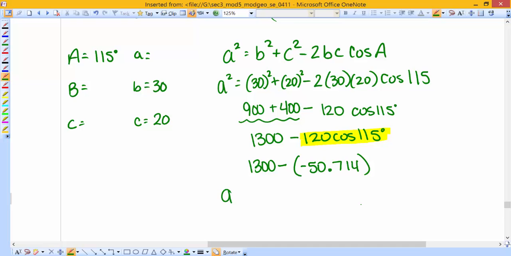So now I have A squared equals, it ends up being 1350.714 and then some, but I'm not using that decimal in my calculator. I'm using the one that's actually in my calculator like we practiced in class. Now my next step is to square root this. So in my calculator, it's second square root, second answer. And I end up with 36.75.